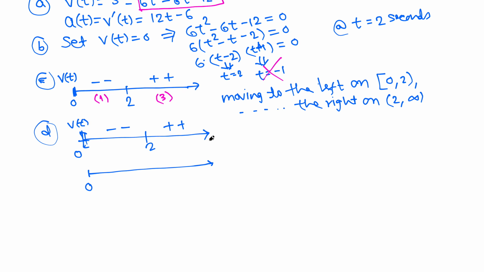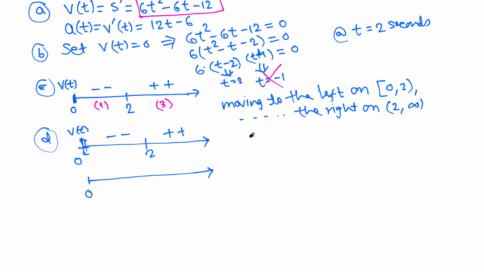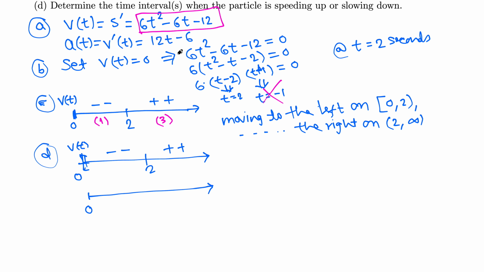So acceleration is the derivative of velocity. Look at here, this is the acceleration function. Let's set this equal to 0. Acceleration is 0 where? 12t minus 6 equals 0. Add 6 to both sides, divide by 12. So t equals 6 over 12, 1/2. Acceleration is 0 at 1/2.